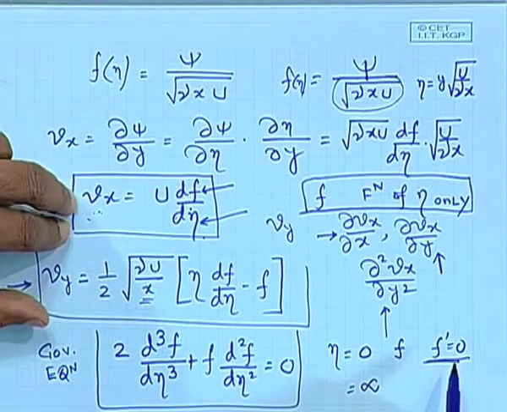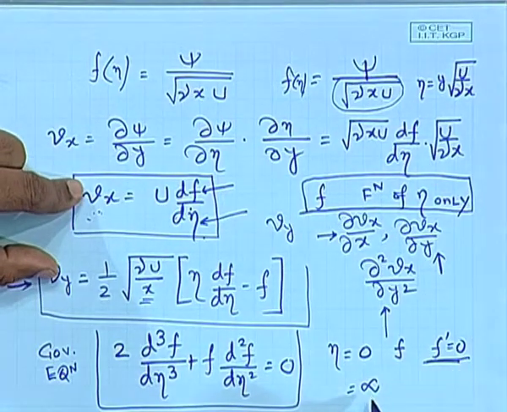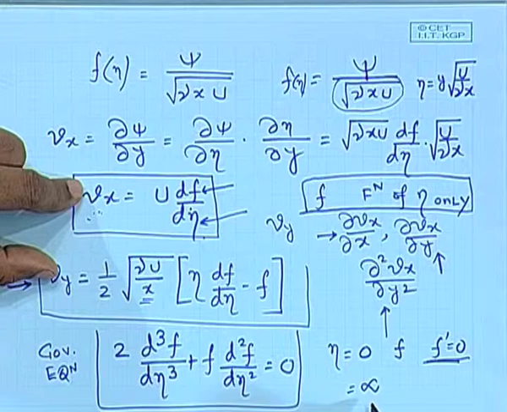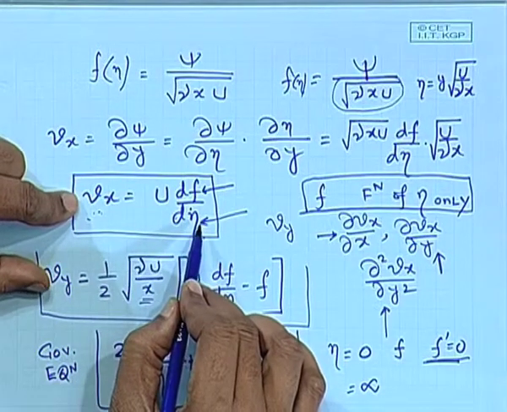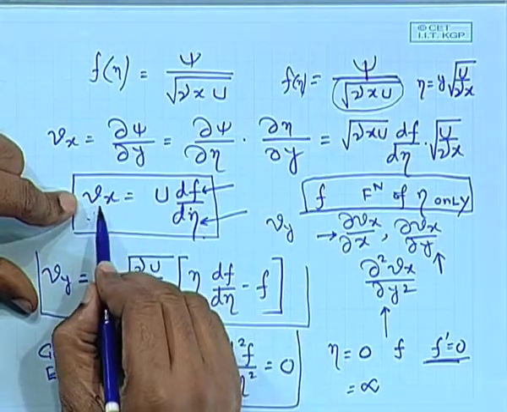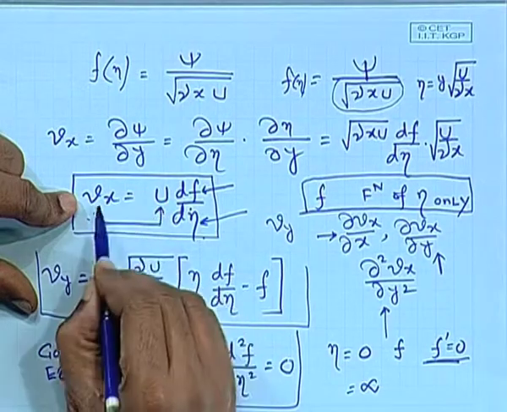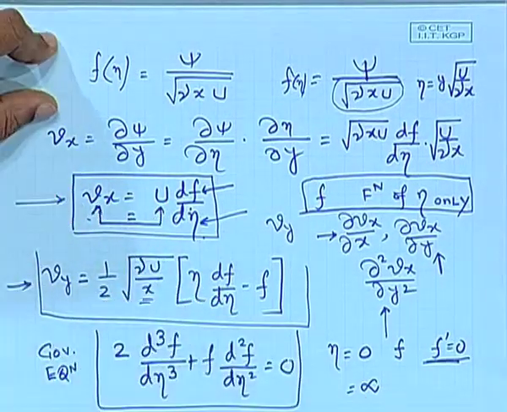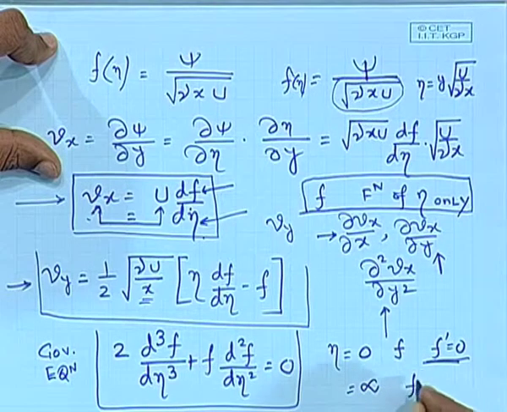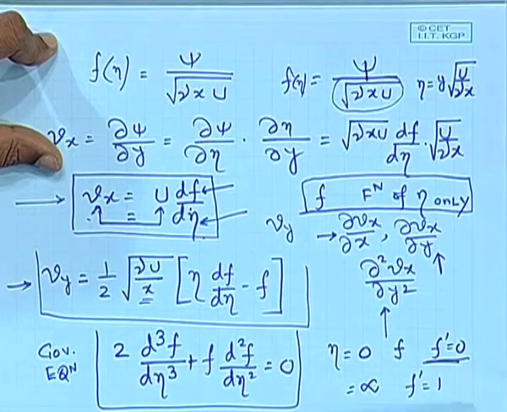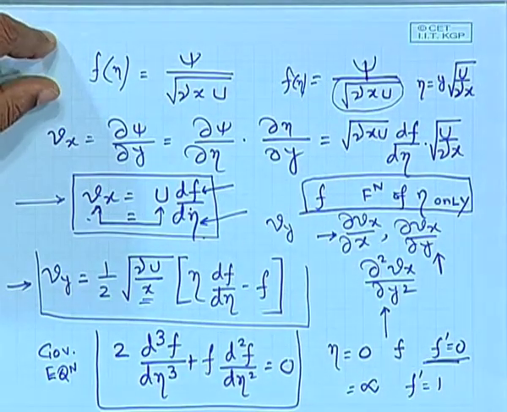Similarly, if I look at infinity, what happens at eta equals infinity in this relation? At eta equals infinity, Vx and u both are going to be equal, Vx equals u. So, my f prime would be equal to 1. That's another boundary condition which I am using. Now, are these two clear to all of you?